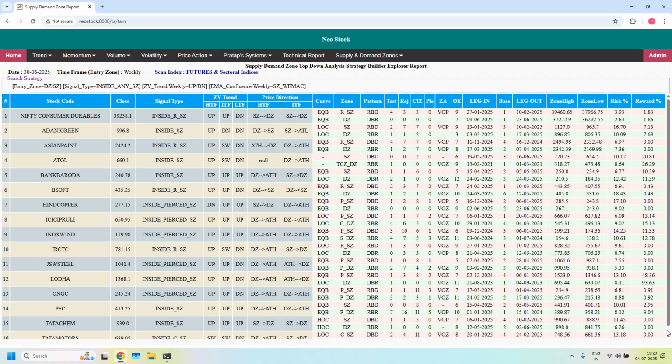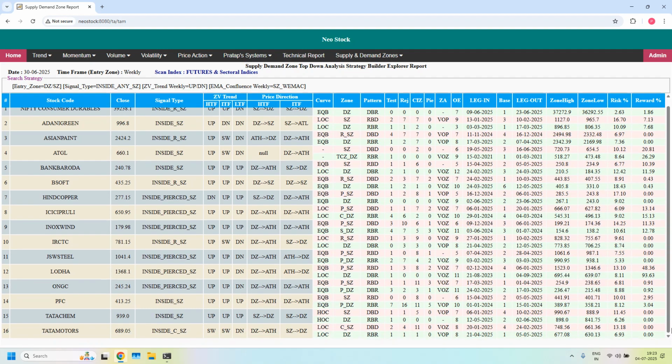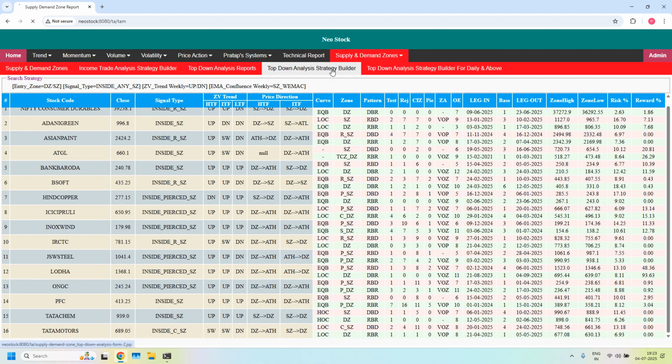First 15 stocks in the list. I'm scrolling the list down. So total 16 stocks are filtered. This is about weekly time frame. Okay, the next time frame daily is already generated in the beginning of the report. So I am moving on to the next time frame, 125 minutes time frame.